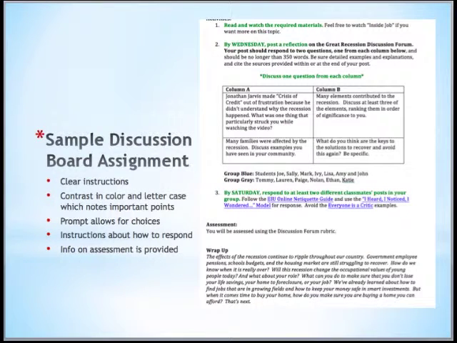In this sample discussion board assignment, notice that the instructions are clear. There is contrast in color and letter case. A choice of prompts provides students options. There are instructions on how to respond, and information about assessment is provided.